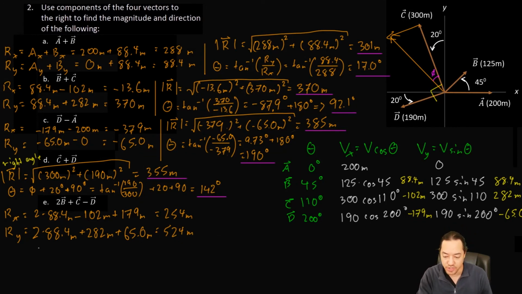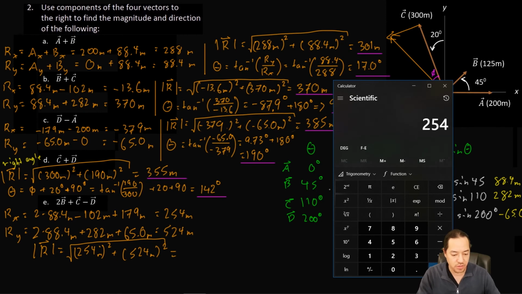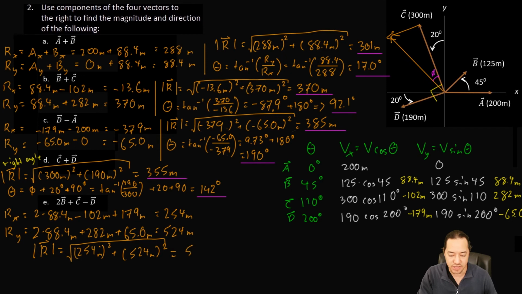All right, so now we're going to just find the magnitude of this vector. So that's going to be 254 meters squared plus 524 meters squared, and we take the square root of that. And what does that give us? 254 squared, store that in memory, 524 squared, add that to memory, and that's the total. We'll take the square root, 582 meters. 582 meters is our total resultant vector length.